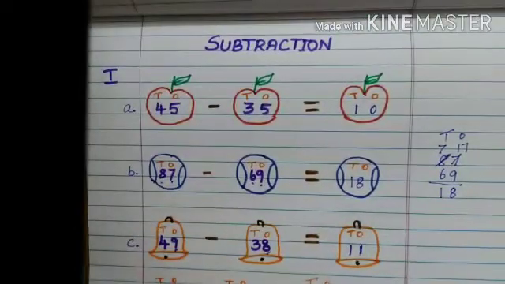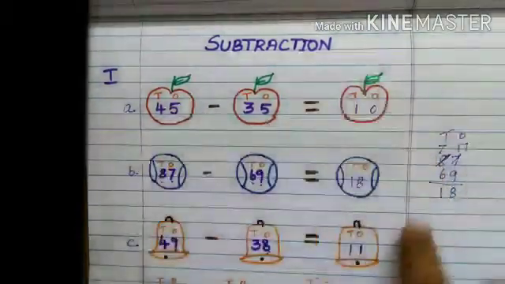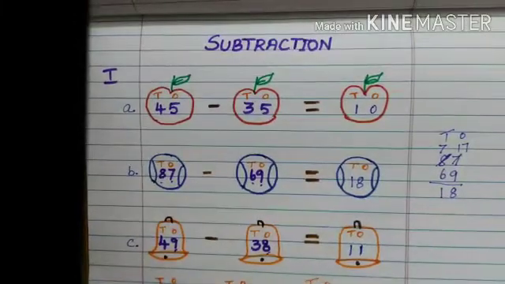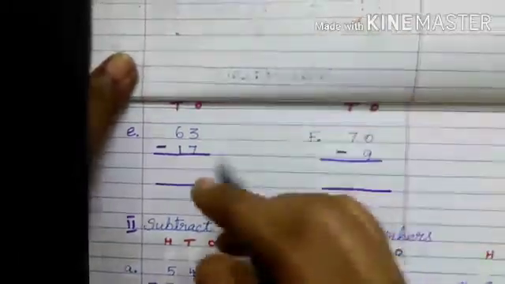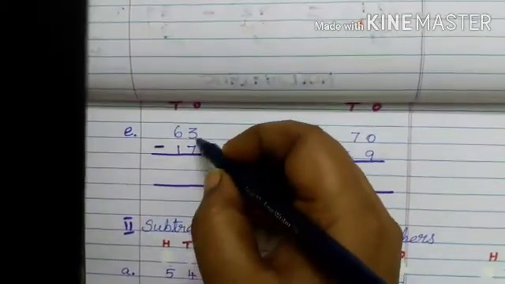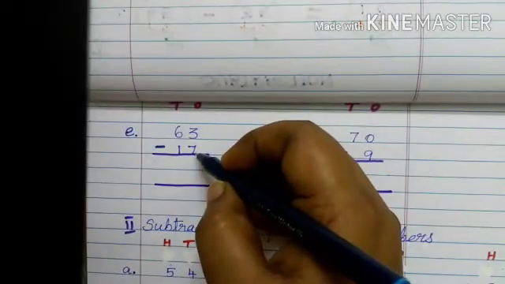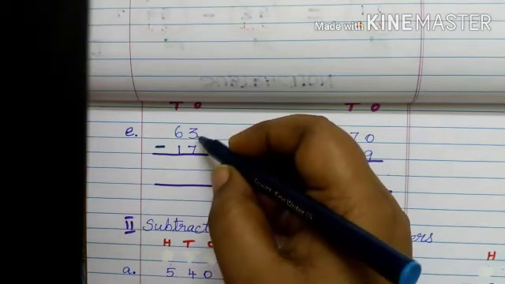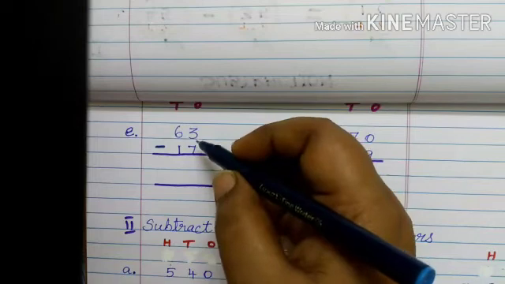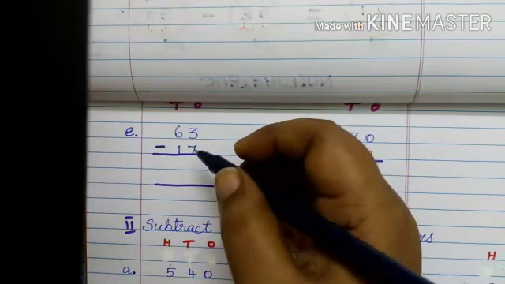In this sum you learn the horizontal method to do subtraction. This is the horizontal subtraction, the horizontal way of doing the sum for subtraction. The first number is 63 and the second number is 17. Compared to the second number, the first number is bigger. So this is the correct way to do the subtraction.